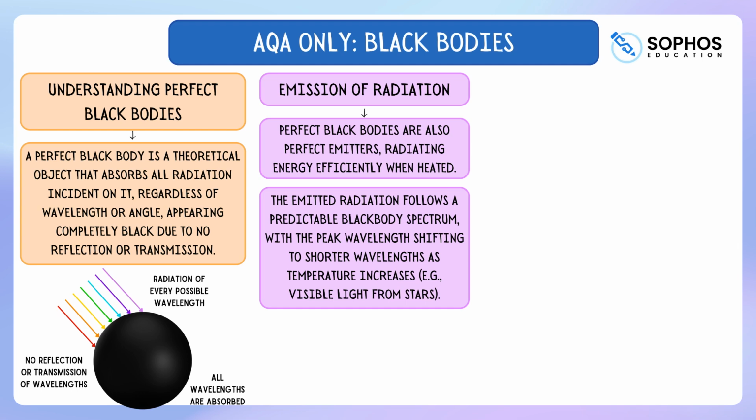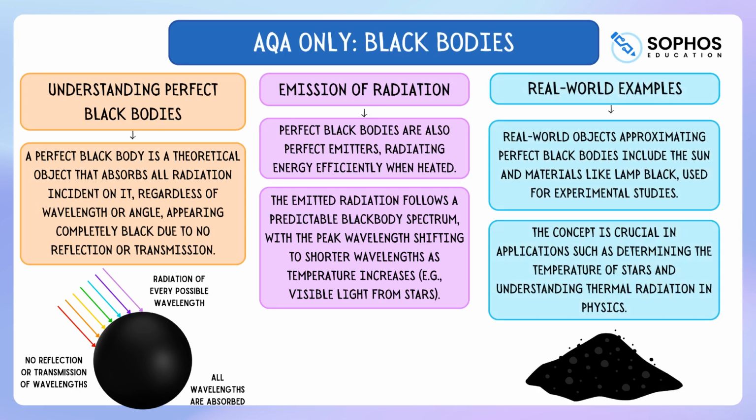Although perfect black bodies do not exist in reality, approximate examples such as the Sun and materials coated with lamp black demonstrate similar properties. By studying these principles, we gained a deeper understanding of how objects interact with infrared radiation, enhancing our knowledge of thermal physics and its practical applications in fields like astronomy and material science.